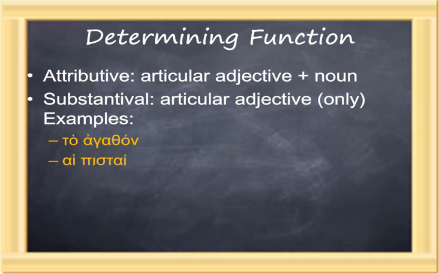To identify a substantival adjective, one must have an adjective and an article, but no noun that it modifies, only the articular adjective. So, to agathon would be the good thing. Hai pistai would be the faithful women.